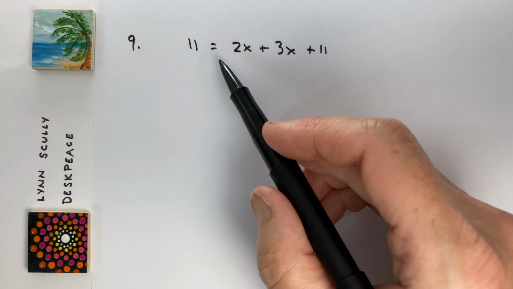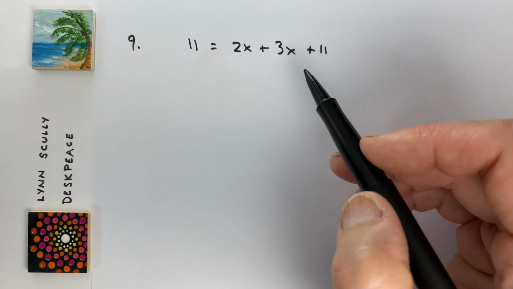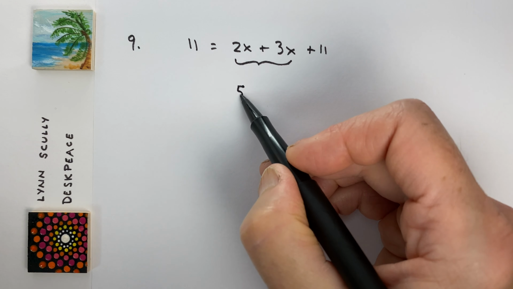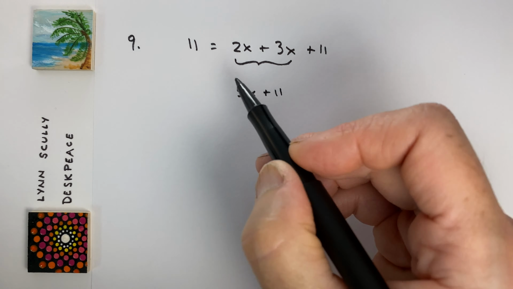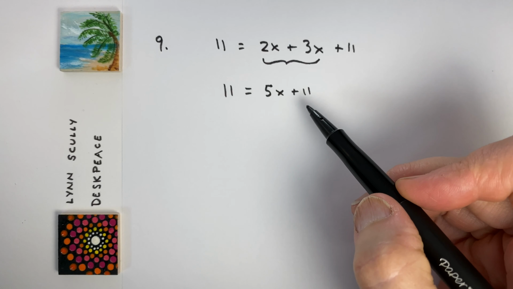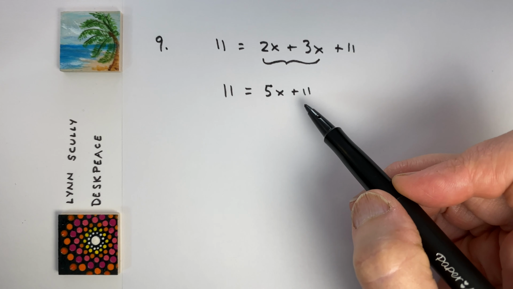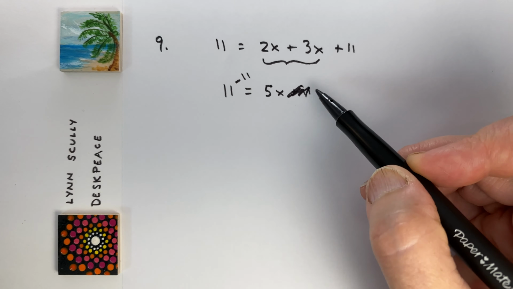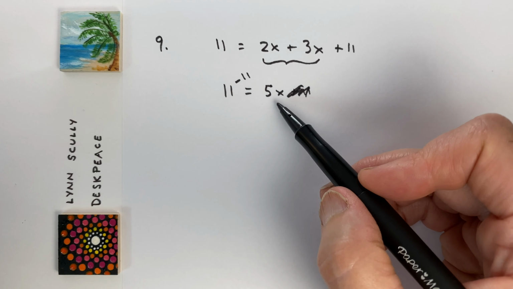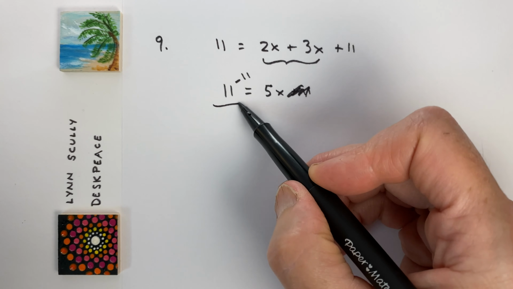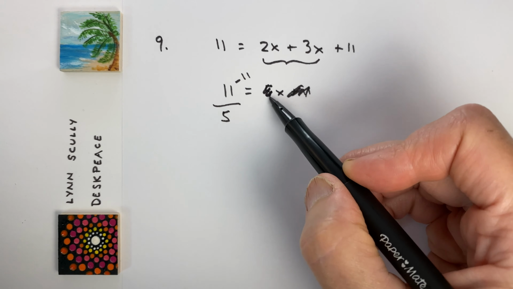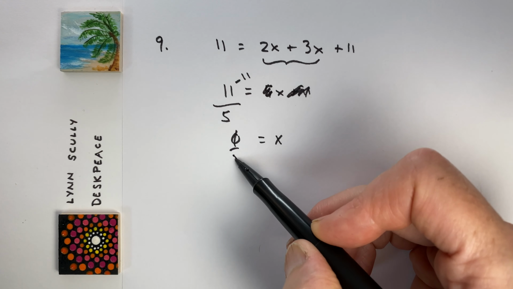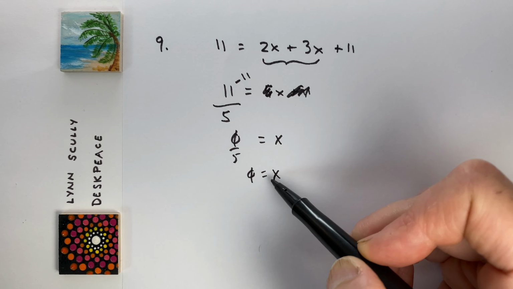Number 9, 11 equals 2x plus 3x plus 11. So I'm going to combine these. 2x's plus 3x's is 5x's plus 11 equals 11. Now I want to get x alone. 11's attached by addition, move it by subtraction to the other side of the equal sign. And now the 5's attached to x by multiplication, move it by division. Kind of ugly. And I'm getting x equals 11 minus 11 is 0 over 5, which is simply 0.